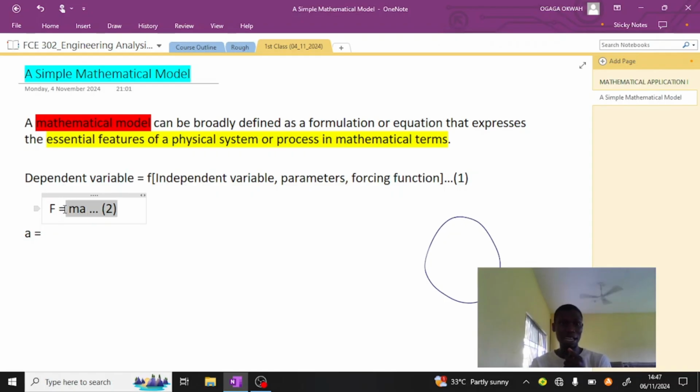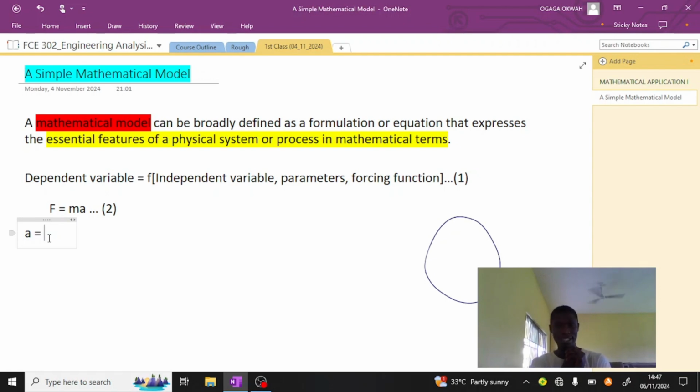So do we have time in equation 2? No. That means we do not have an independent variable in equation 2. Trick question. Okay. So next thing, parameters.